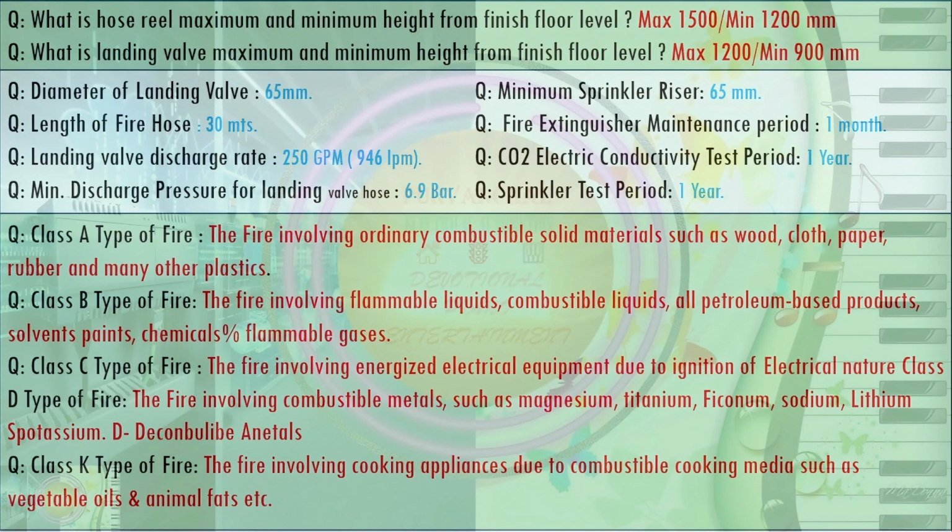These are the general. Class B is a little heavier, involving liquid, petroleum waste product, solvent, paint, chemical. Class C is especially for electrical, so you have to take care. Then D is heavier, for metals such as magnesium, titanium, sodium, lithium. And K is for kitchen, like food or oil, cooking media, vegetable oil, animal fat.